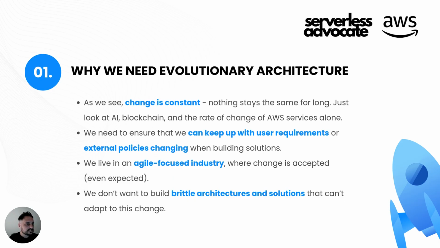And this is why we need evolutionary architecture. As we can see, change is constant. Nothing stays the same for long. And as we're building these solutions, we need to keep up with these changes in user requirements and external policies. We live in this agile-focused industry where change is accepted and even expected to some degree. So what we don't want to do is build these brittle architectures and solutions that can't adapt to this level of change.